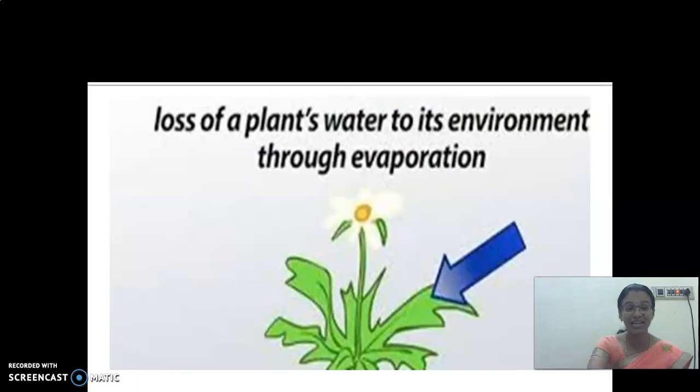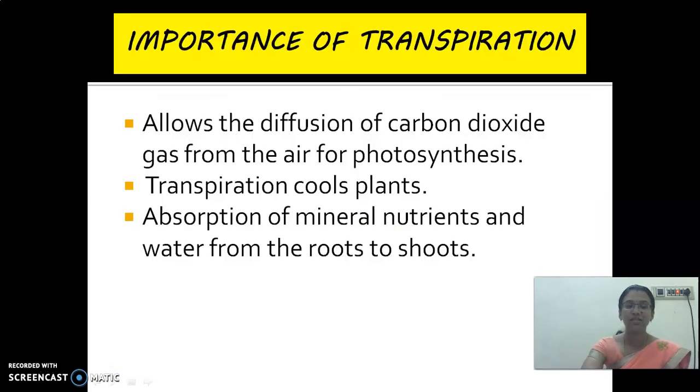Now we are going to see the next one. Look here. Loss of a plant's water to its environment through evaporation. So what is this called? I can guess you know. This process is called transpiration. Next, look here. What is the importance of transpiration?